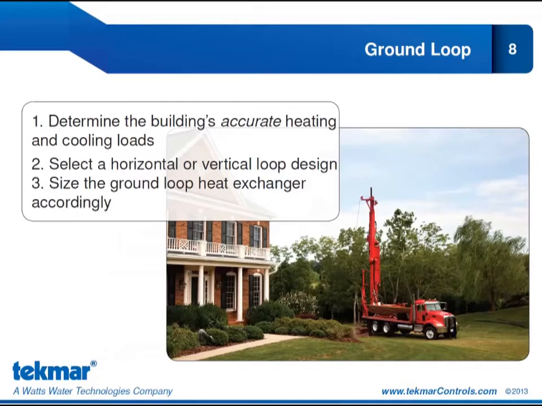Next, we're going to select a horizontal or a vertical loop design, and we'll look at the selection criteria for choosing one or the other in the coming slides. Once we have decided if we're doing a horizontal or vertical loop, we can use the building's heating and cooling loads to size the ground loop heat exchanger accordingly.